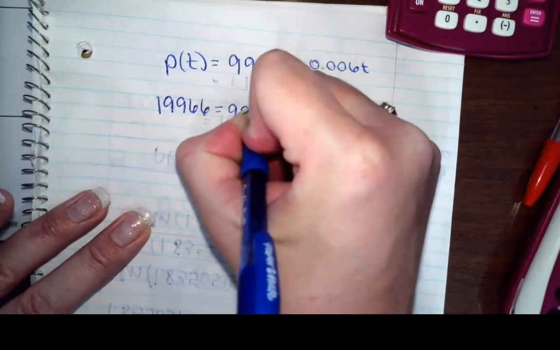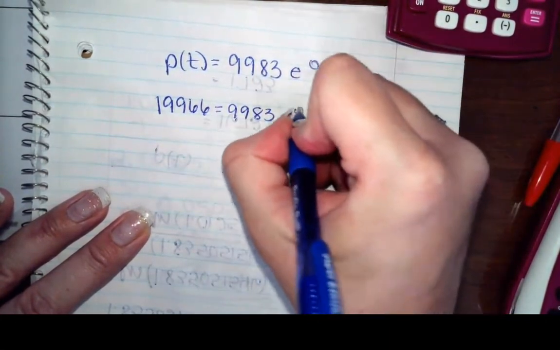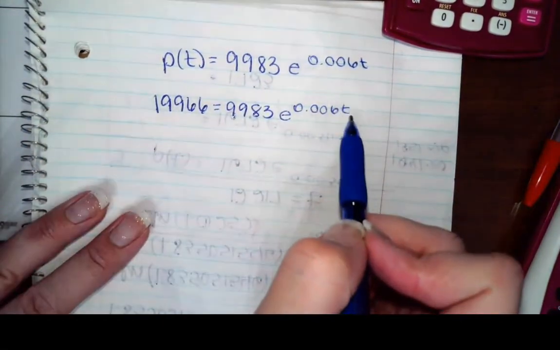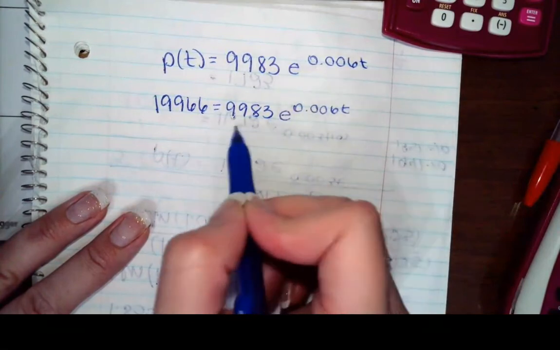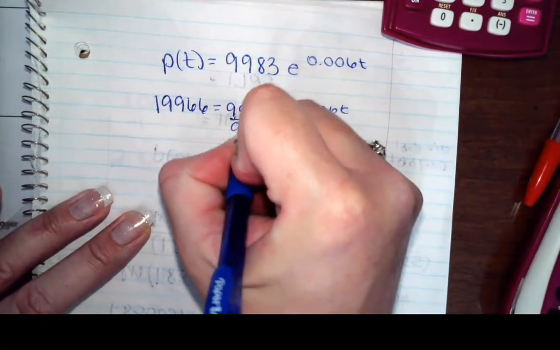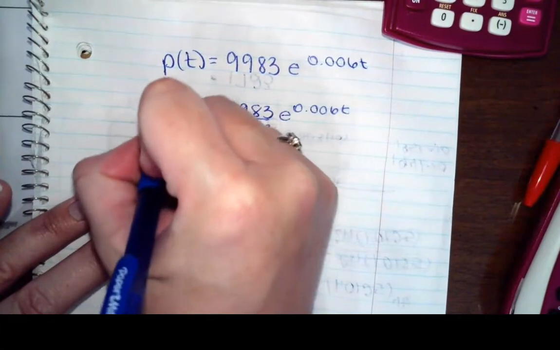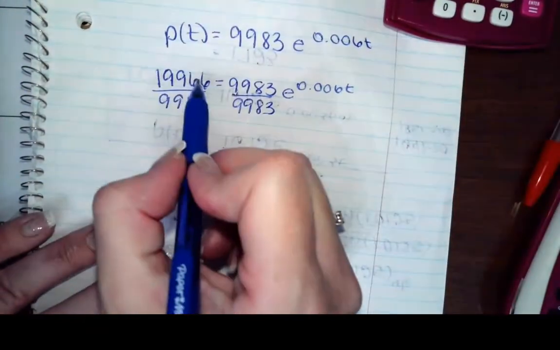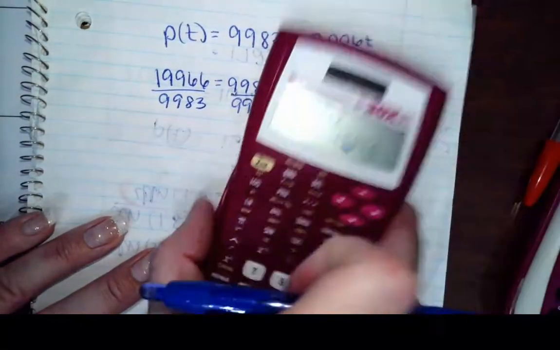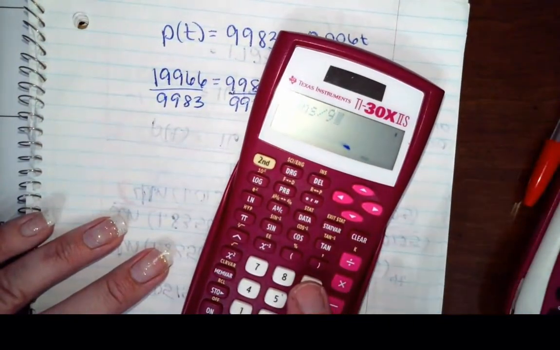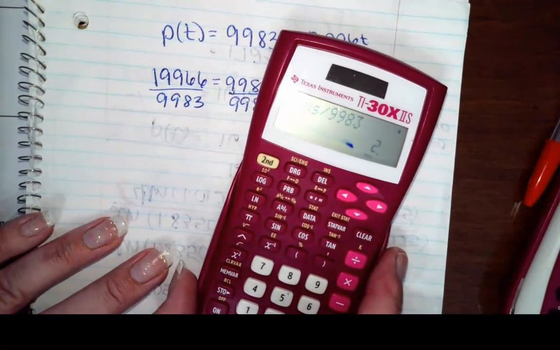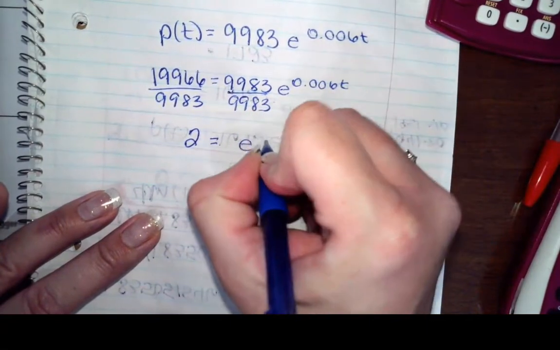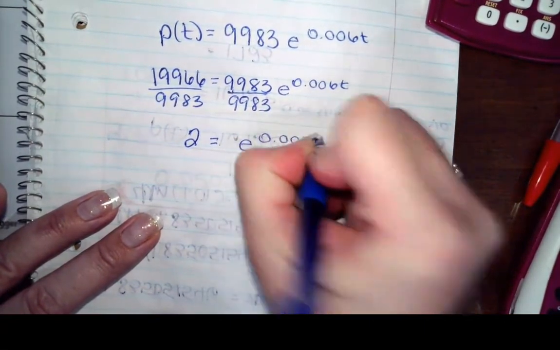Equals 9983 e to the 0.06 t. Okay, so now I'm trying to get this t by itself. So I'm going to divide both sides by 9983, because I've got to get rid of everything that is not attached to that exponent. Now look at this magic. When I divide this by 9983, I get 2. So I've got 2 equals e to the 0.006 t.